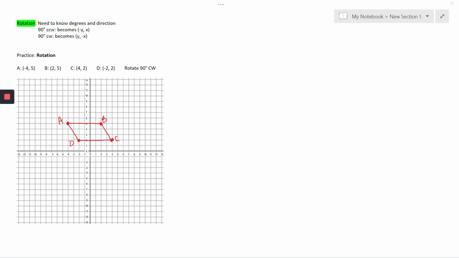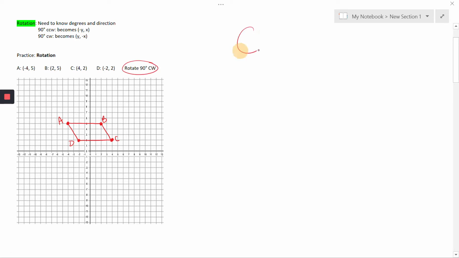So for this one, we're doing a rotation, and when we're doing a rotation we need to know the degrees and the direction of our rotation. As you can see, I've already plotted the points A, B, C, and D for my figure. And then it tells me that I'm rotating it 90 degrees counterclockwise.